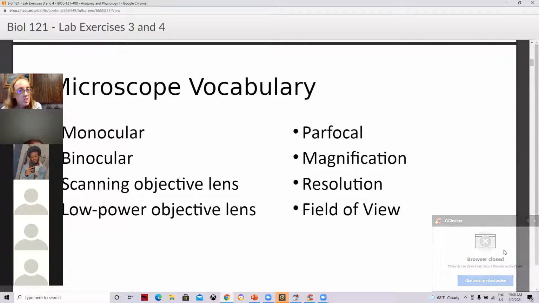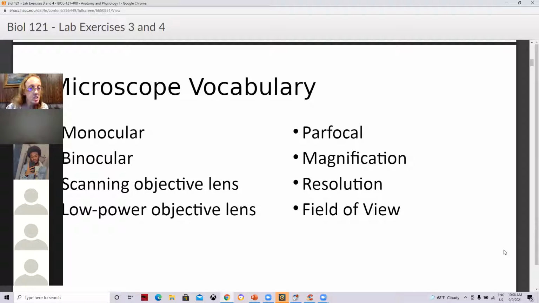There is the scanning objective lens, which is your lowest power objective lens. Then the next one is the low power objective lens. So that's your second higher magnification. So you have your lowest power magnification, you have the next increased magnification, and then you have a high power magnification.